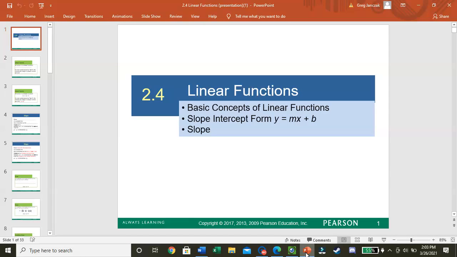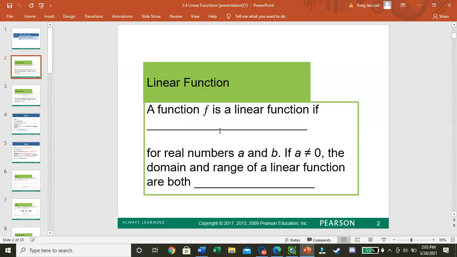Lesson 2.4, linear functions. The objectives are: we're going to go over basic concepts of linear functions, we're going to go over slope-intercept form of a function, and we're going to go over slope.